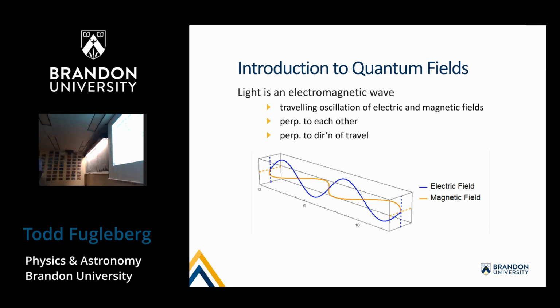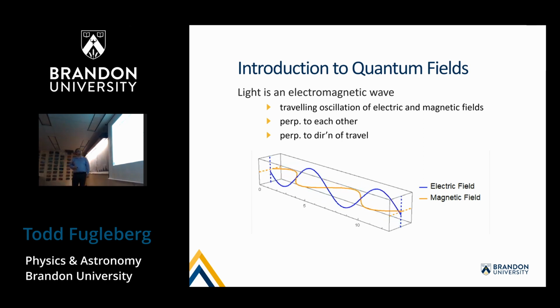Some of you may know that light is an electromagnetic wave, which means it's a traveling oscillation of electric and magnetic fields. So you have an electromagnetic wave going along the direction of this rectangular cylinder, and you have an electric field oscillating in the vertical direction, and a magnetic field oscillating in the horizontal direction. The oscillation of the electric field causes the oscillation of the magnetic field and vice versa. So it's a stable thing where each one causes the other. So that's what light is really.